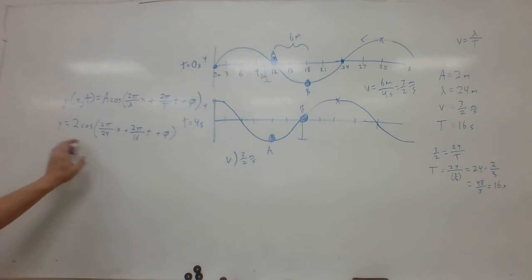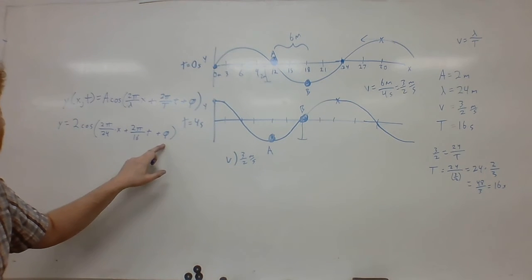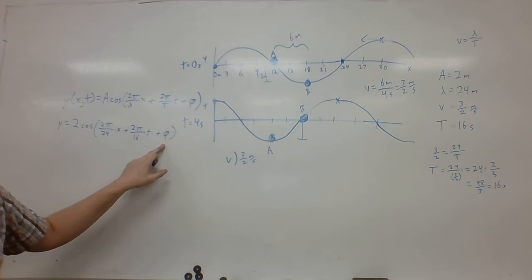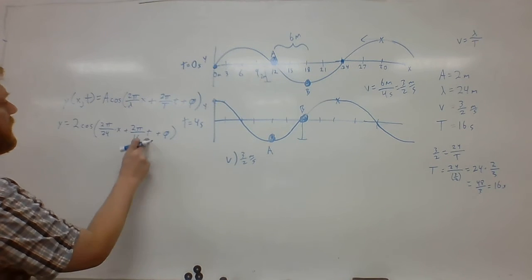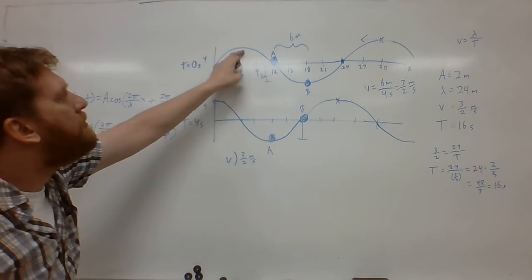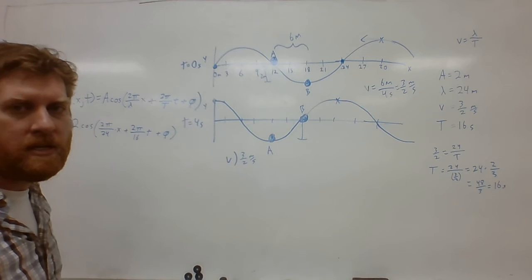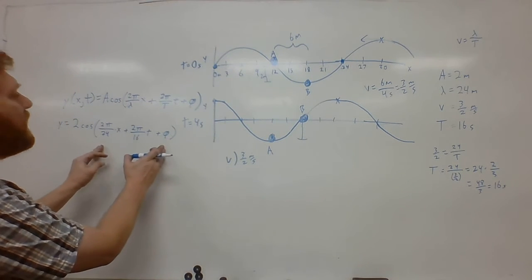Okay, so I figured out all of our constants except for the phase constant. We need to determine what that is. The way to determine that is plug in any point where we know the time, x, and y. I say any point, but I suggest you always choose a maximum or a minimum position, because when we choose a maximum or a minimum, we know what the total phase is going to be.